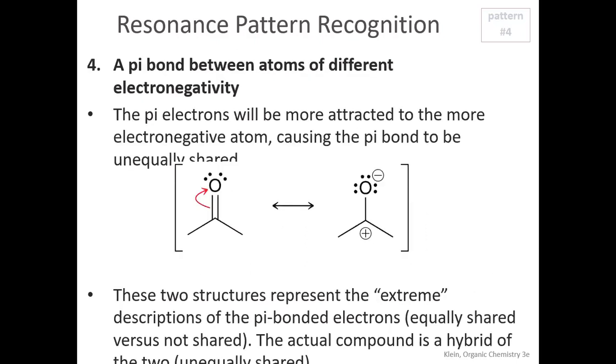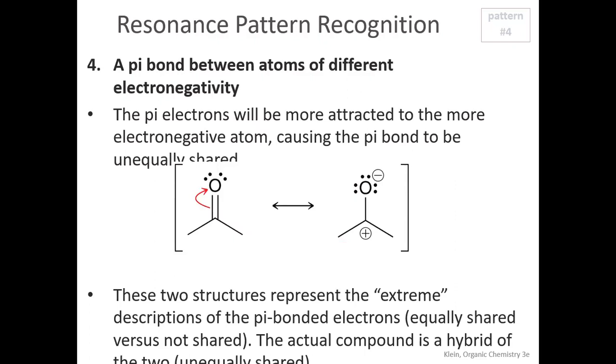All right. Next up is a pi bond between atoms of different electronegativity. So I have a pi bond between an oxygen and a carbon, and oxygen is much more electronegative. So I can move that double bond onto the oxygen, and now I have created this resonance structure. My overall charge is still the same. However, I made a carbocation.